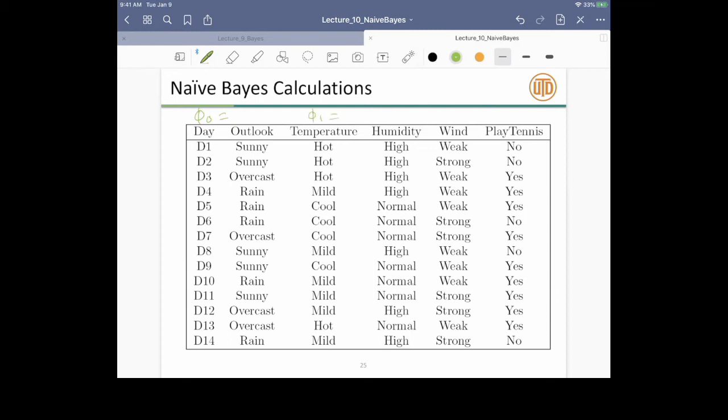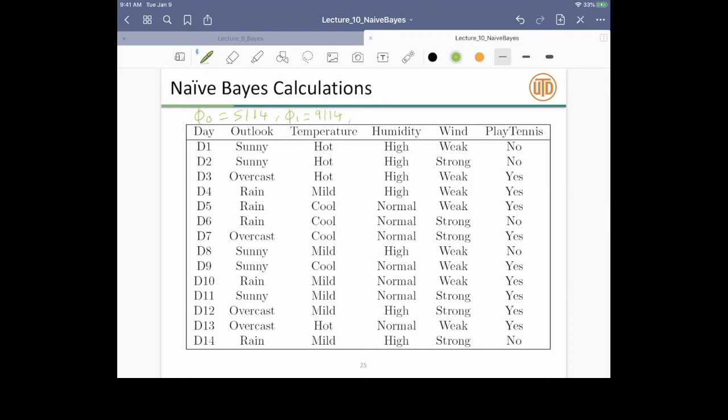So on this data set, what is phi 0? Yeah, 5 over 14. And similarly, phi of 1 is going to be 9 over 14, because it's the other way. Okay, good. So we get the simple parameters.